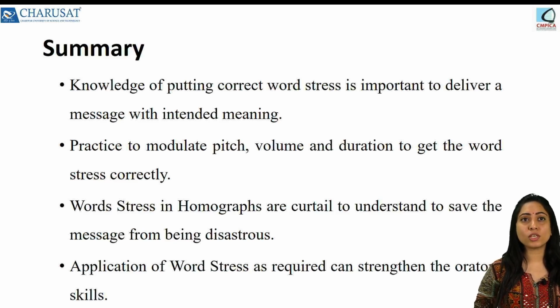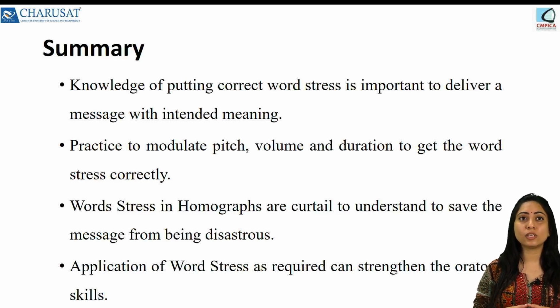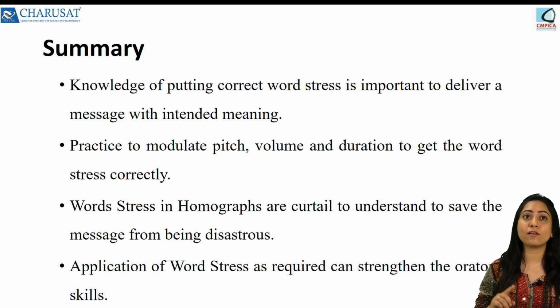So, in short, it is not very difficult to learn what word stress is, right? In English, it is very easy to identify if we go by the rules, right? So therefore, it is very much required to follow the rules that are there for the verbs, for nouns, for homographs, right? For a prefix, for suffix that we have seen, right? We also need to understand, whatever we have learned throughout the session, that knowledge of putting correct word stress is very much important. Why? Because it delivers the message with intended meaning.